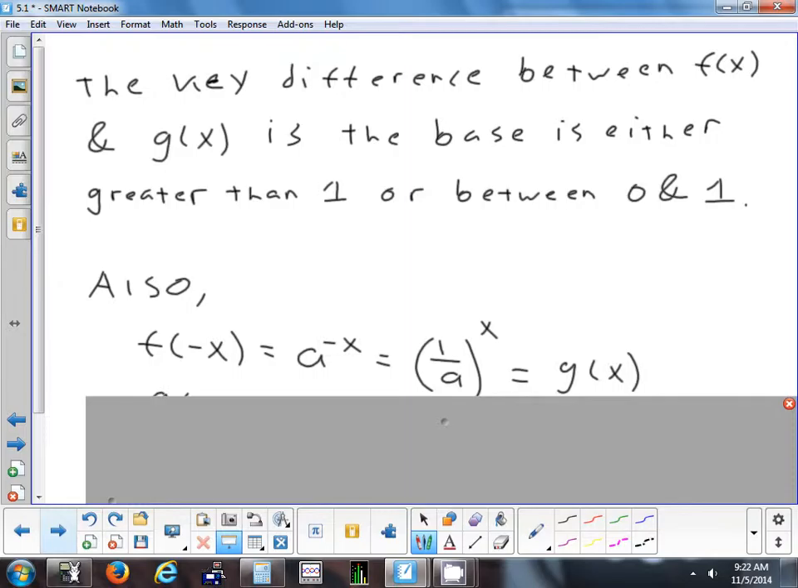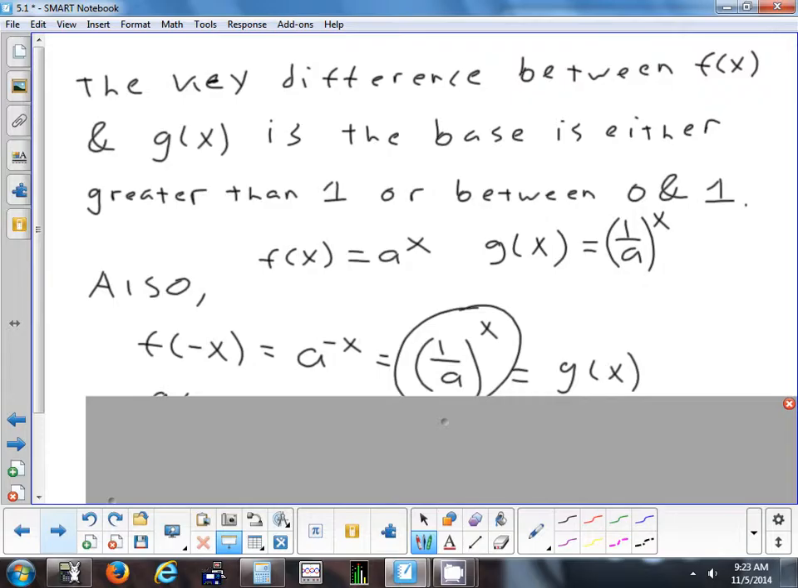Okay, so f of x, let's just let that be a to the x. If you replace all the x's with negative, let's watch what happens. Okay. Change the x to a negative, you get a to the negative x. And then to get rid of the negative, what do you do with the base? Put it under 1. Yep, you flip it. And look at what you get. This is g of x.